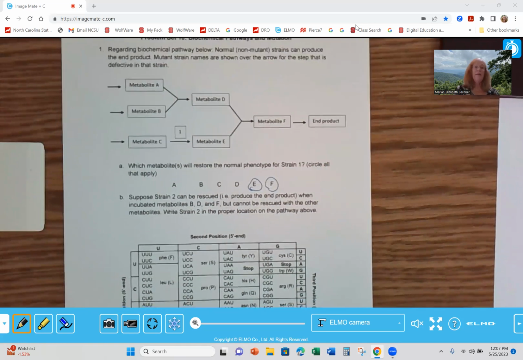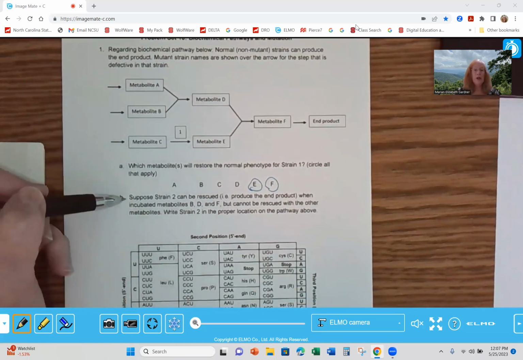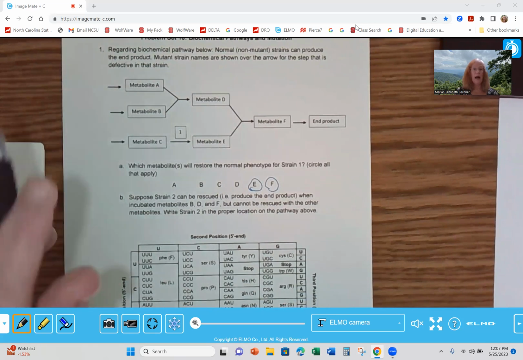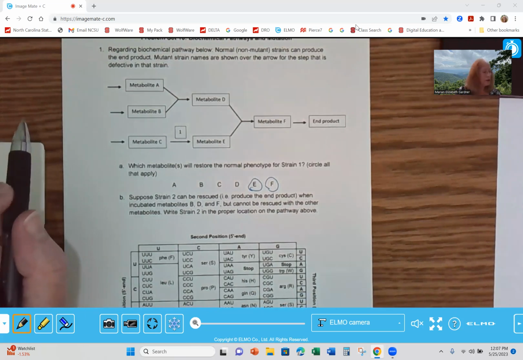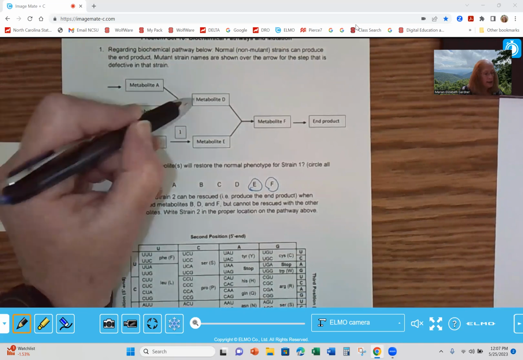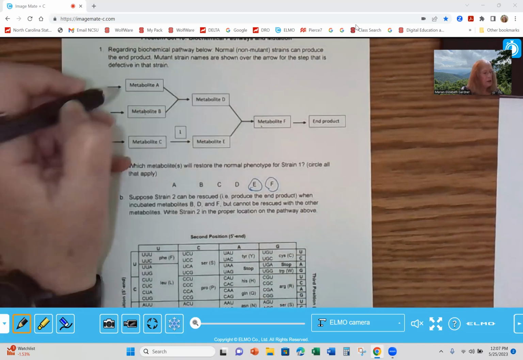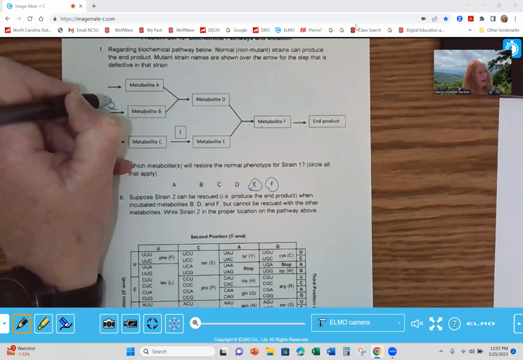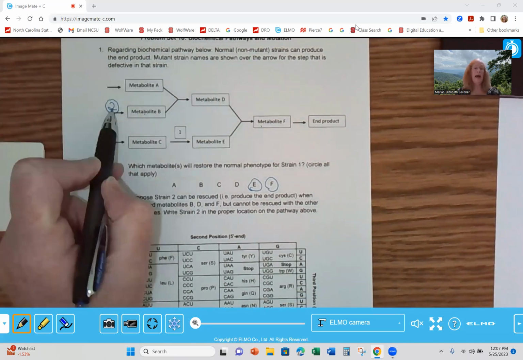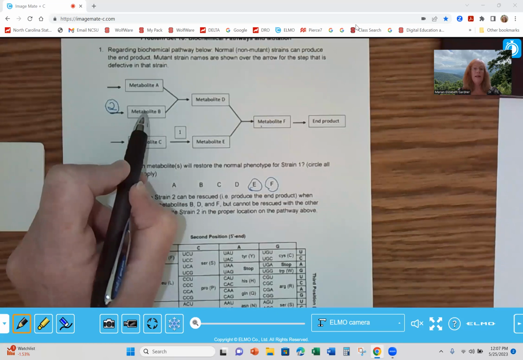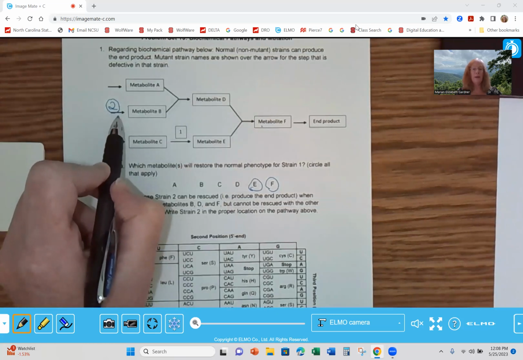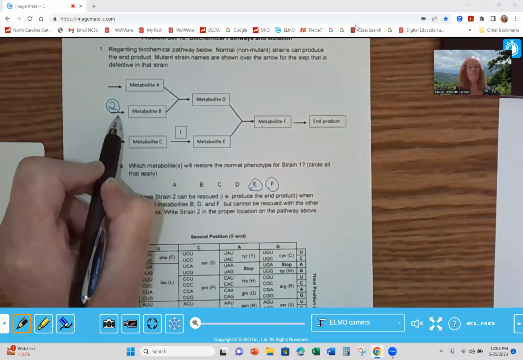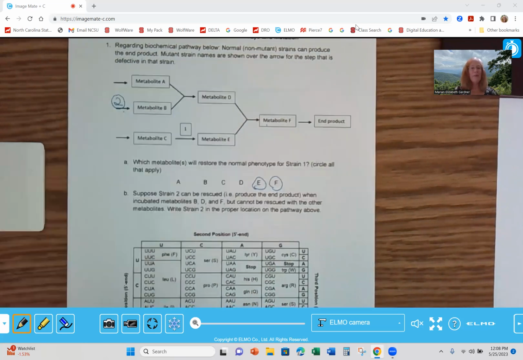So let's look at it the other way. Suppose strain 2 can be rescued or make the end product when we incubate with metabolites B, D, or F, but it can't be rescued with the others. So B is here, D is there, and F is here. So strain 2 must be defective in this enzymatic step because that way metabolites B, D, and F would all come after the place where strain 2 can't make the enzyme. I hope that's helpful.